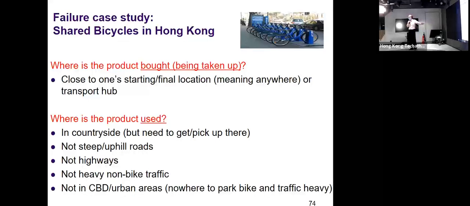Not in Hong Kong, you cannot ride on the highway. This is against the law. You get a ticket from the police. No heavy traffic. Not in the CBD or in a certain area because you don't know where to park the bike. Imagine you ride a bike to Central, to Prince's Road, or you ride a bike to somewhere to work in Mason Road, Carlow. So you just can't do it.